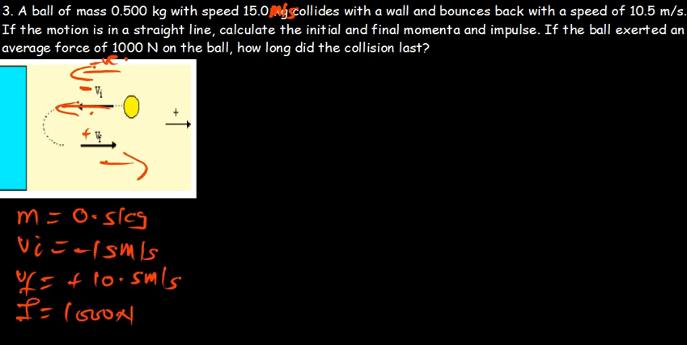Now the question is, we need to find the initial and the final momentum, and at the same time we need to calculate the impulse. So the question is, calculate the initial and the final momentum and the impulse. When we're finding the impulse, we're going to find the change in momentum.